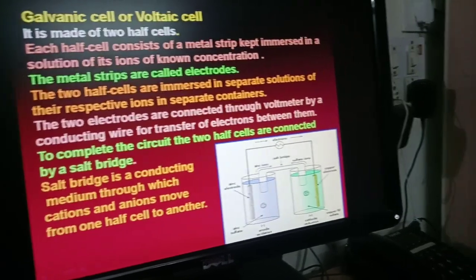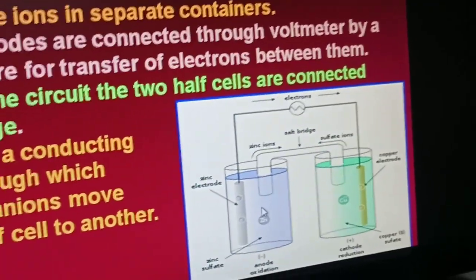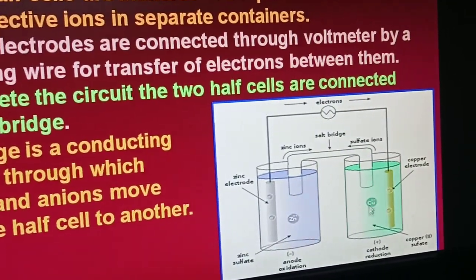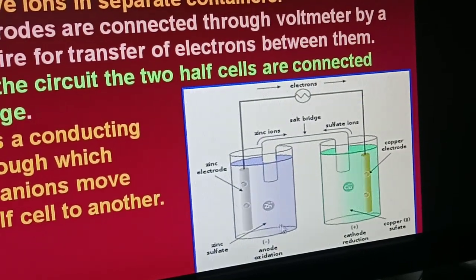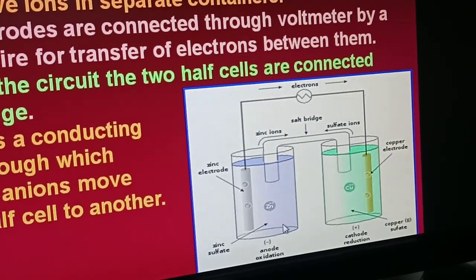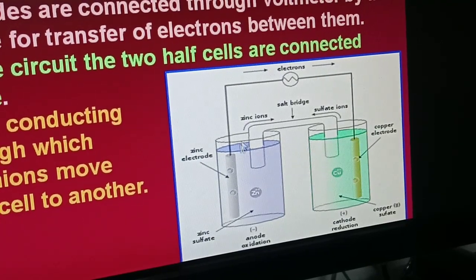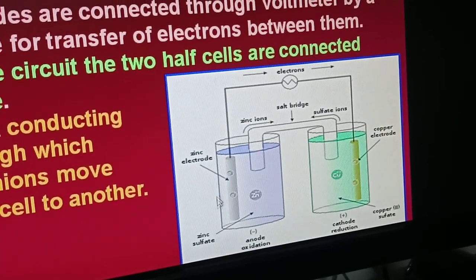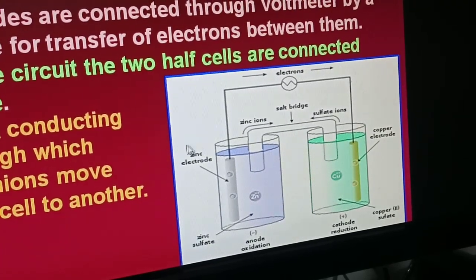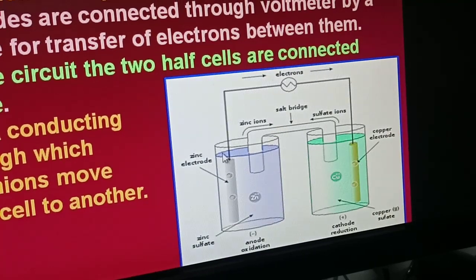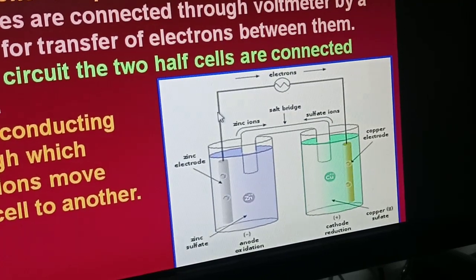Now in the figure, you can see two separate containers have been placed. In one container, zinc sulfate solution is taken as an electrolyte. In it, a zinc rod is immersed. This zinc rod will play the role of anode. It will be connected to negative terminal of the source of current.